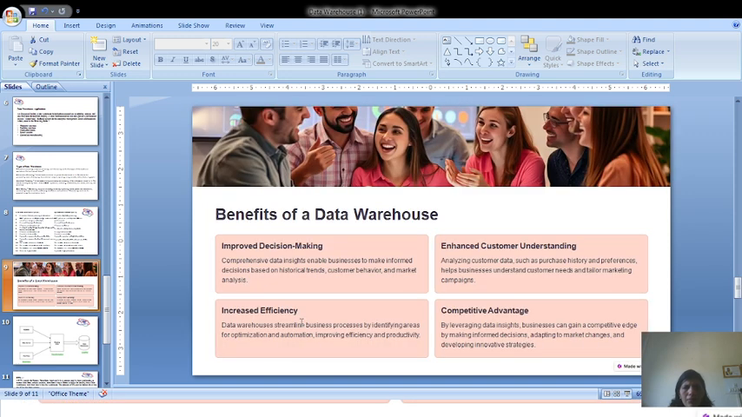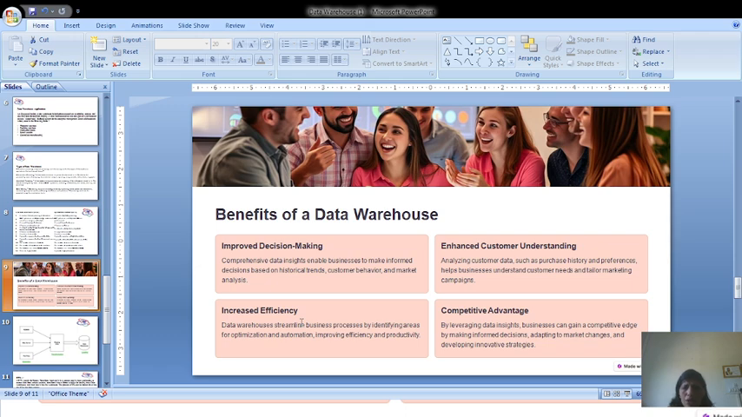Next one is the benefits of the data warehouse. Improved decision making: if we are analyzing our data to make decisions, definitely it will improve our decision making skill. Next one is enhanced customer understanding. Analyzing customer data such as purchase history and preferences helps the business to understand customer needs and tailor marketing campaigns. Next one is increased efficiency. Data warehouses streamline business processes by identifying areas for optimization and automation, improving efficiency and productivity.